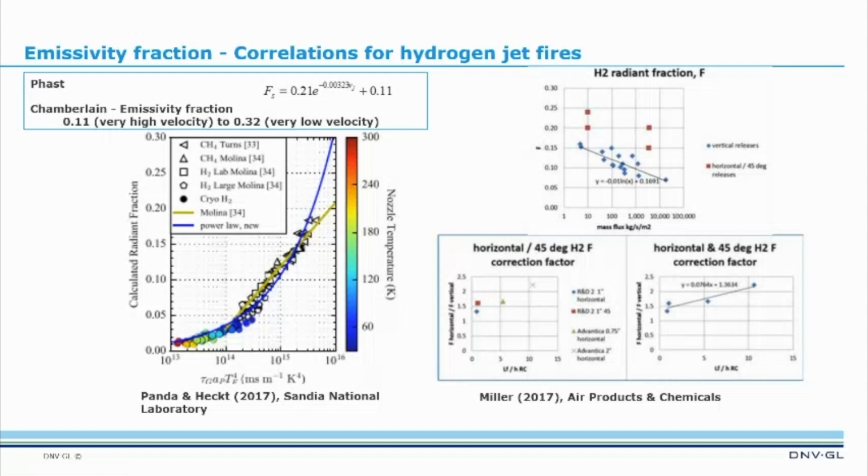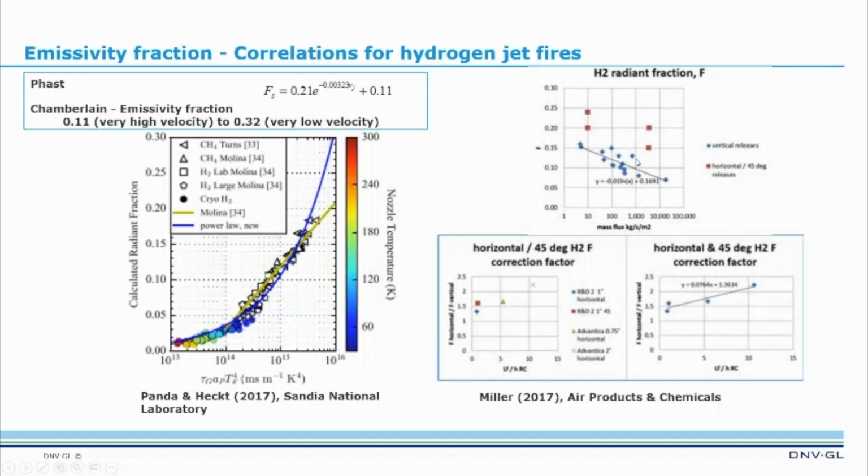So I don't have any hard advice for you, but basically this is a residence time correlation on the left. It suggests that the smaller flames and higher velocity flames have lower emissive fraction. If you use the Chamberlain correlation for flames that are in this range down here, you're going to be very conservative because you'll have a minimum of 0.11 emissive fraction. So if you've got very small flames, you may be overestimating the risks if you use the Phast Chamberlain model.